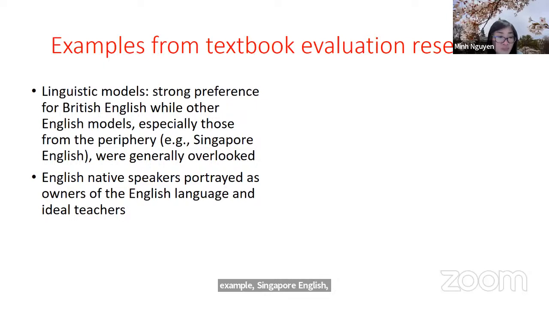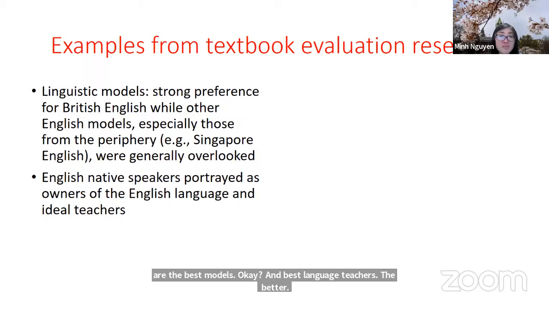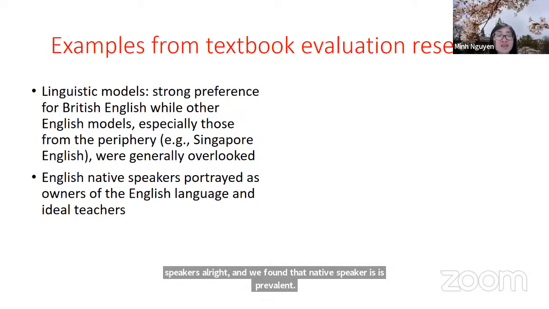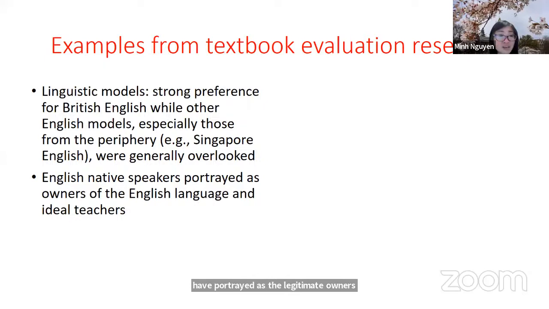And we also look at whether native speakerism is advocated in the textbooks, right? So native speakerism means the belief that native speaker teachers are the best models, okay? And the best language teachers, they're better than non-native speakers, all right? And we found that native speakerism is prevalent in the books, meaning English native speakers are portrayed as the legitimate owners or the models of the English language and ideal teachers.